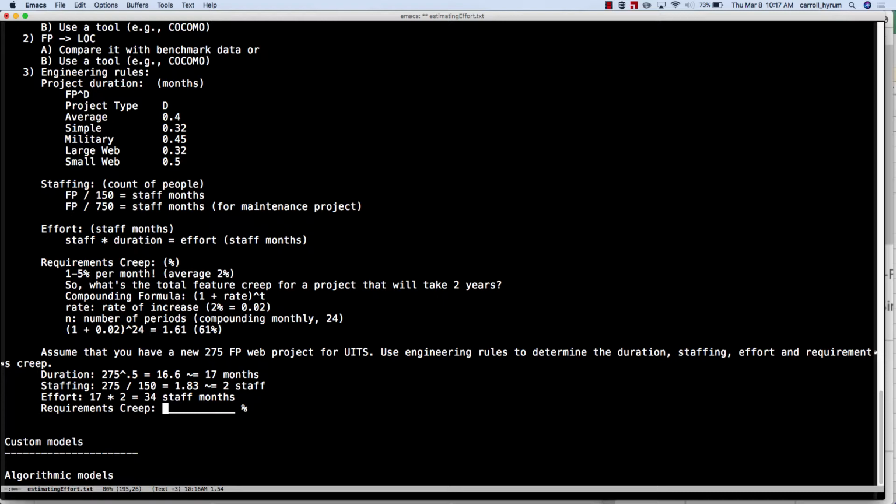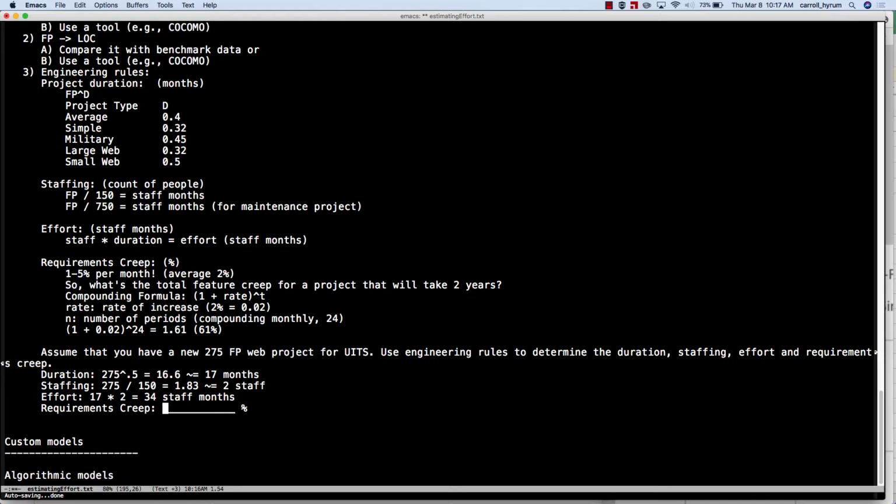So requirements creep, how are we going to calculate this? Do we know for UITS, do we have an idea of what their requirements creep is? Are they really good? They know ahead of time exactly what they want, or they change their mind often? We don't know, right? It's just a hypothetical situation. So we're going to use 2%.